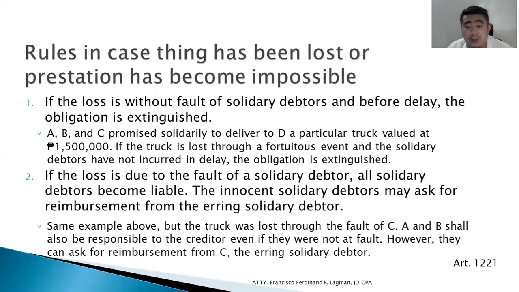Class, this creditor can still go after anyone, A, B, or C, for the value of the truck, which is 1.5 million pesos. But of course, the one who paid can ask for reimbursement, only from the erring solidary debtor, the one who was negligent.